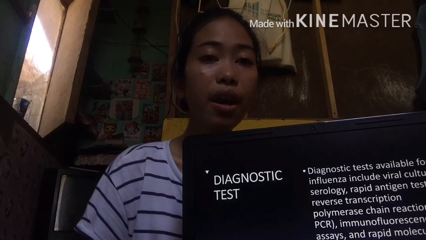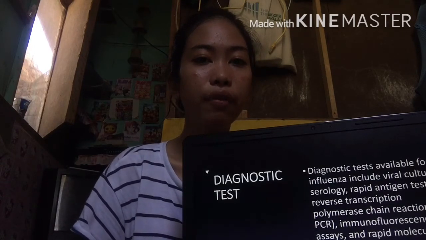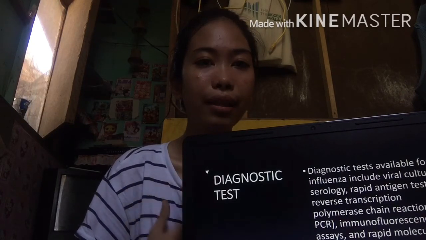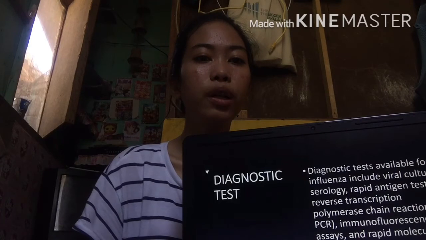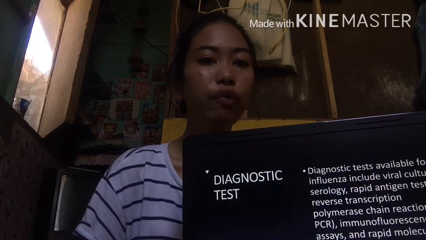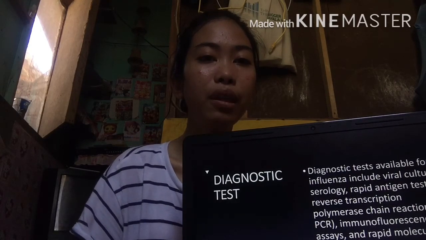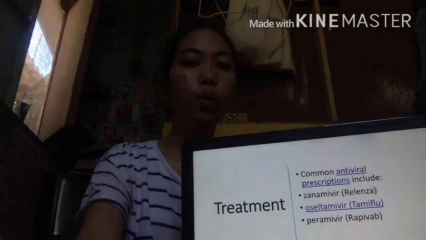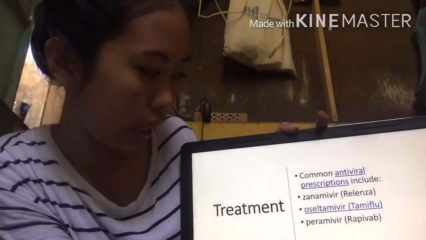If the patient is critically ill or on invasive mechanical ventilation and has tested negative on an upper respiratory tract specimen, including by a molecular assay, a lower respiratory tract specimen should be collected for influenza testing by RT-PCR or another molecular assay. Now we're going to proceed to the treatment.